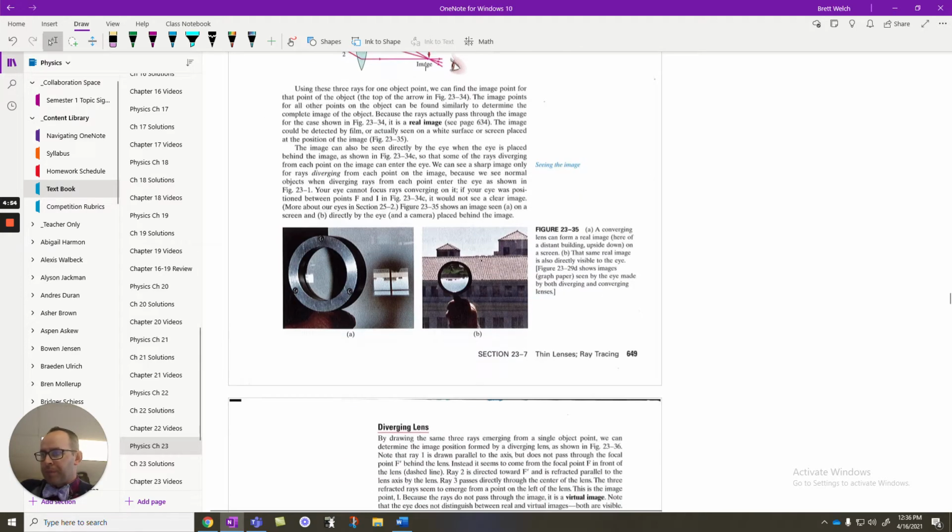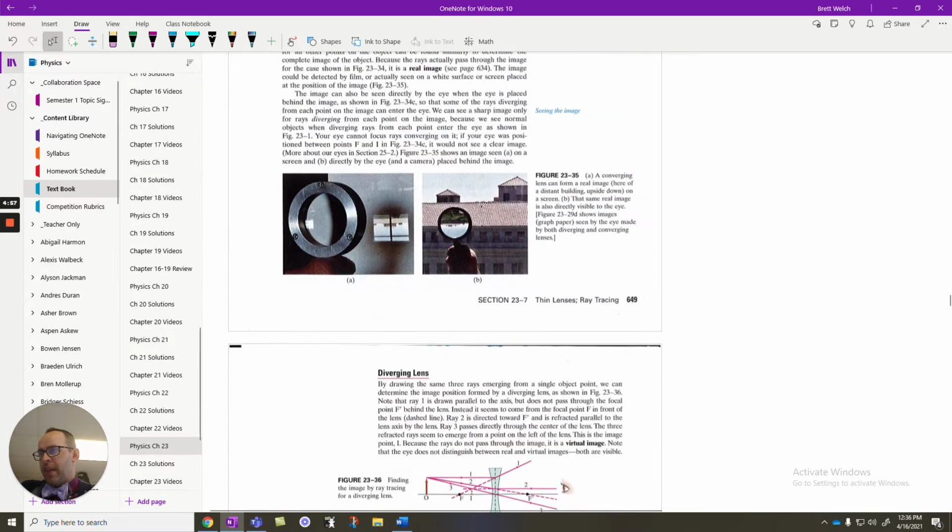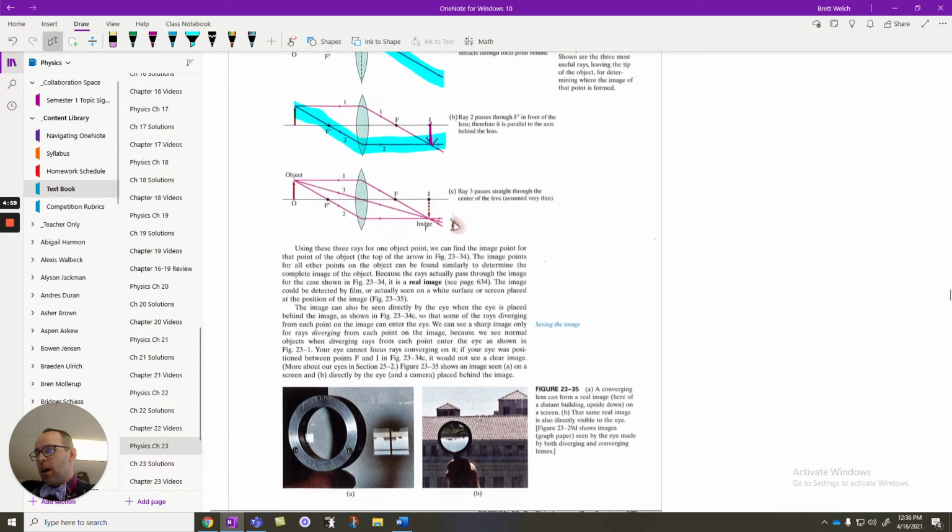Well, there's some ways we can do that, and that has to do with the location of the image relative to the focal points. And we'll mess with that a little bit. You know, there's that formula we learned some time ago, 1 over DO plus 1 over DI equals 1 over F. Well, that still applies to these lenses.